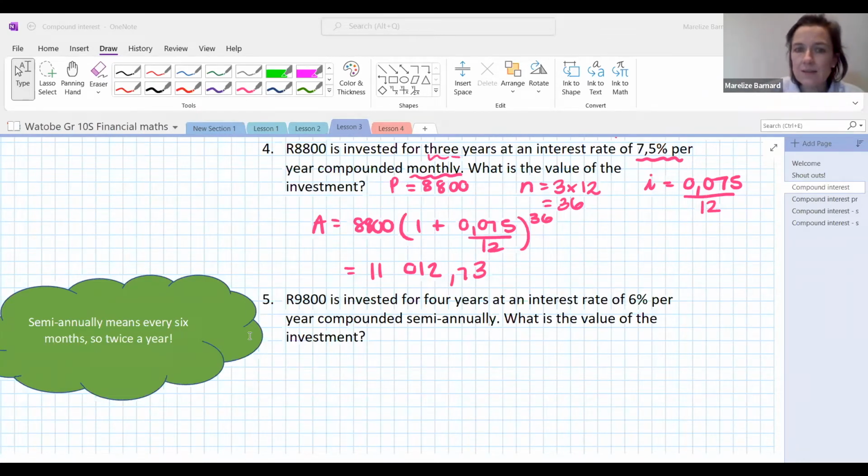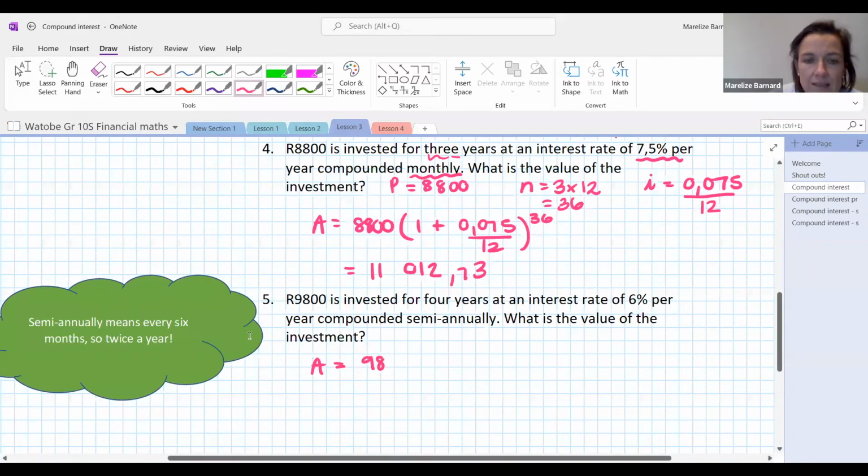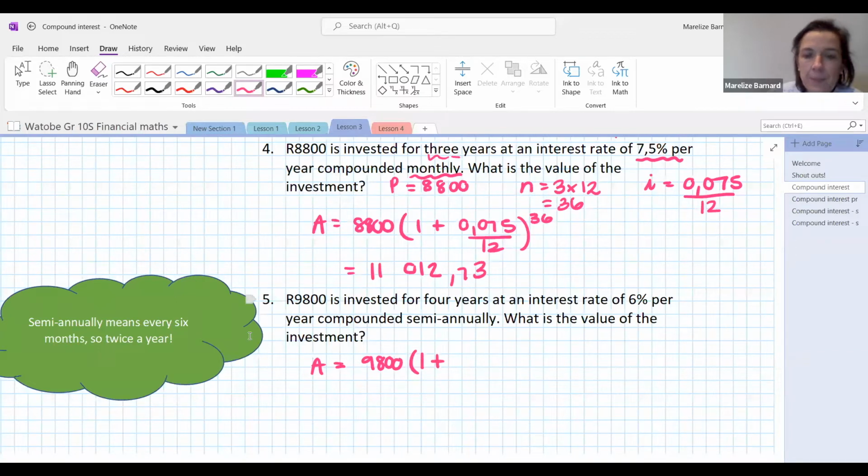And then our years, because we are getting interest twice a year, every year, and there are 4 years, we're going to get interest 8 times. So we can put that straight into our formula. 9,800 is our principal amount, and our interest rate is 0.06 divided by 2 because it's semi-annually, and then the N is 4 years, but it is compounded semi-annually, so that is 8.